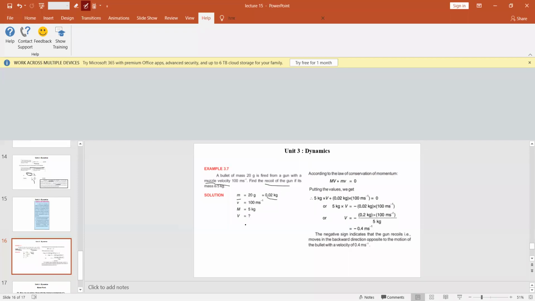Recoil means you have to find the velocity of the gun if its mass is 5 kg, so capital M for the gun. You already know this formula, which we have derived: V equals minus mv by capital M. Just substitute the values and you get minus 0.4 meter per second, and note that this minus sign is because of the recoil of the gun, right?